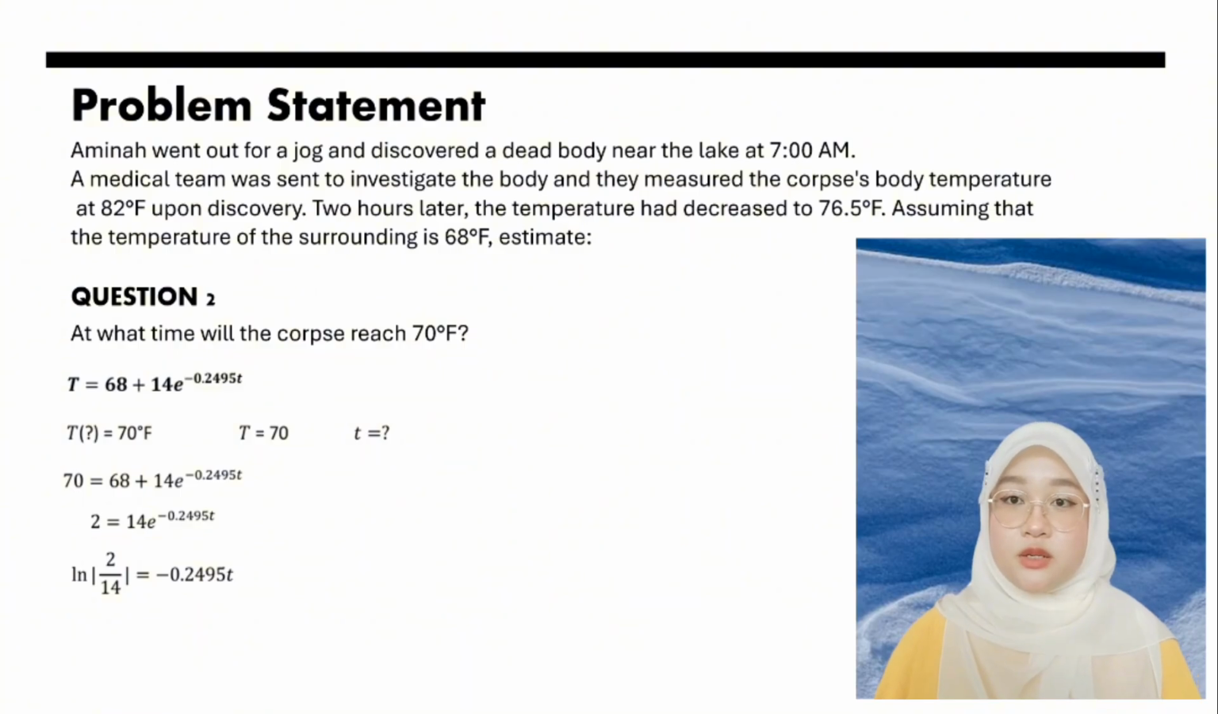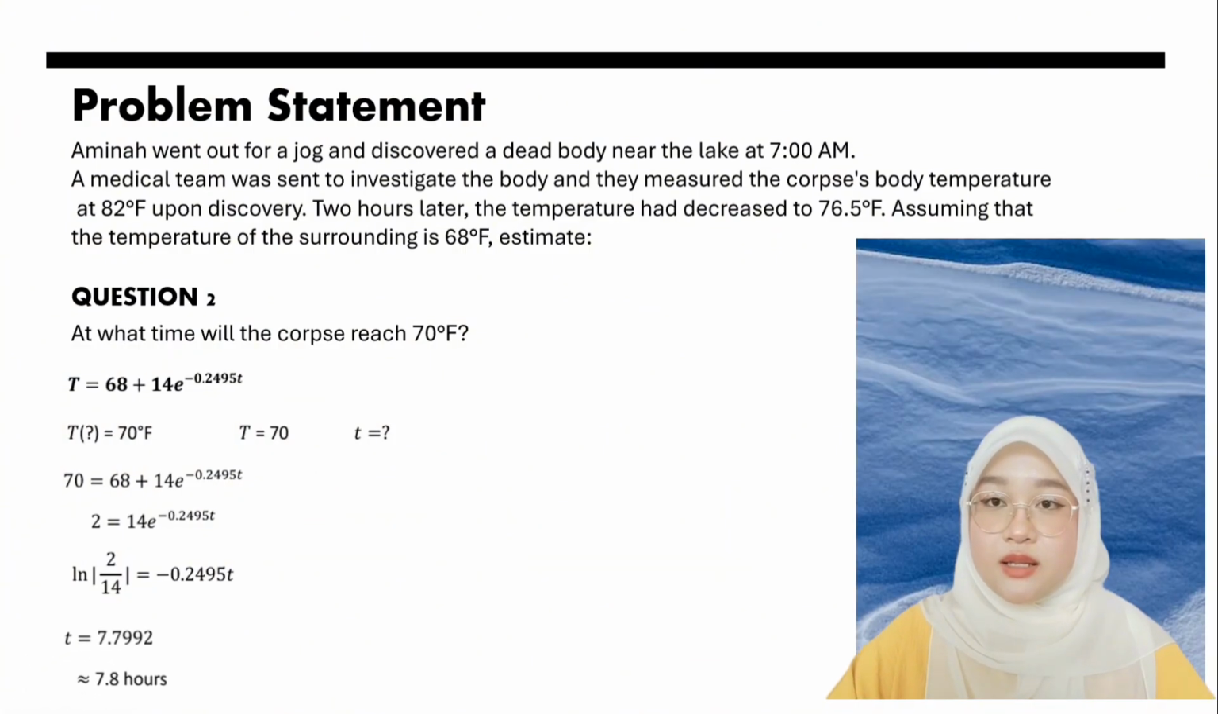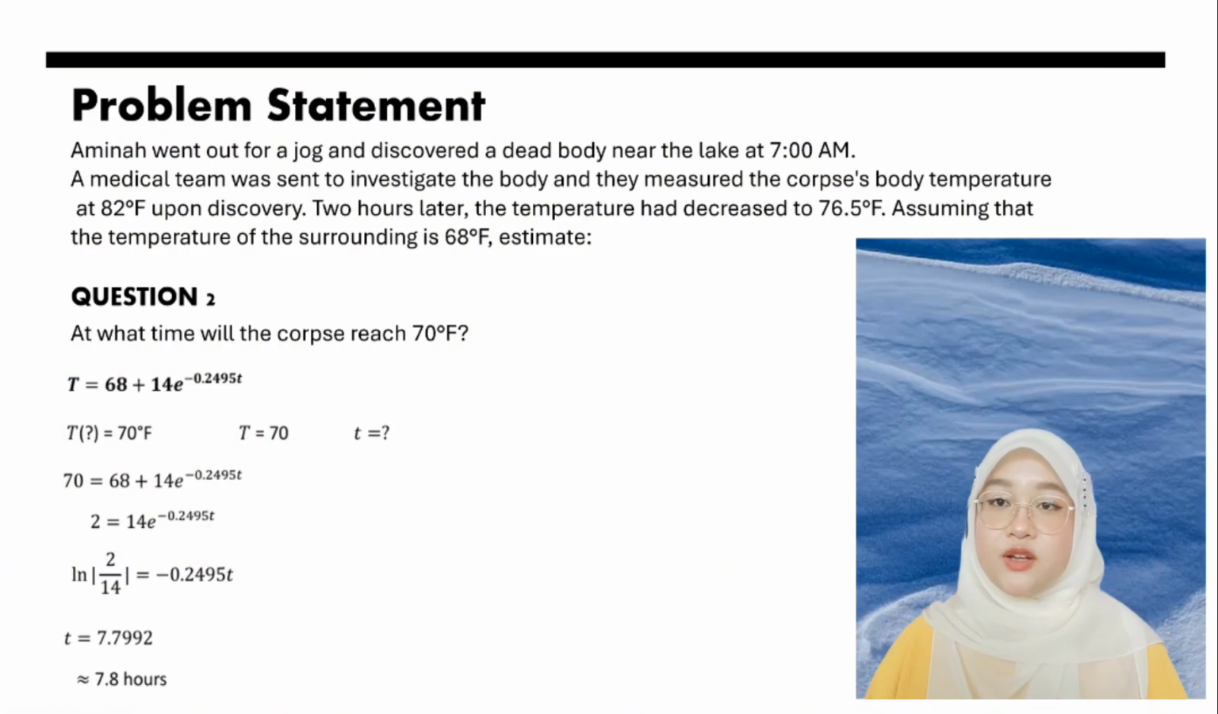To find when the temperature reaches 70 degrees Fahrenheit, we set T equals 70 and solve for t. So, we write 70 equals 68 plus 14 times e to the minus 0.2495 t. We subtract 68 from both sides, and we get 2 equals 14 e to the minus 0.2495 t. And we get ln of 2 over 14 equals negative 0.2495 t. And we solve for t, we will get 7.7992, which equals 7.8 hours.